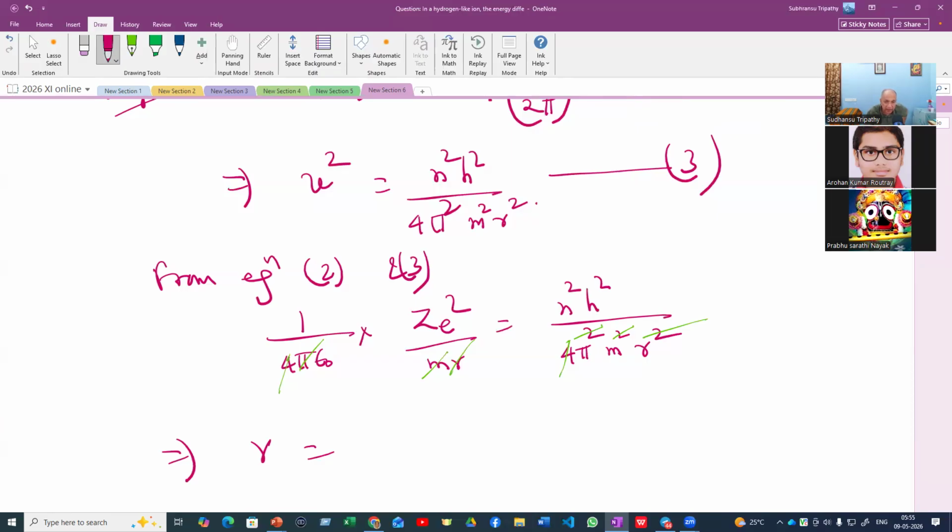So it will be n square, h square, and what else? 1 pi will be going, 1 m will be going. No. Only R will be going, the other ones will remain. So n square, h square, Z square will come here.